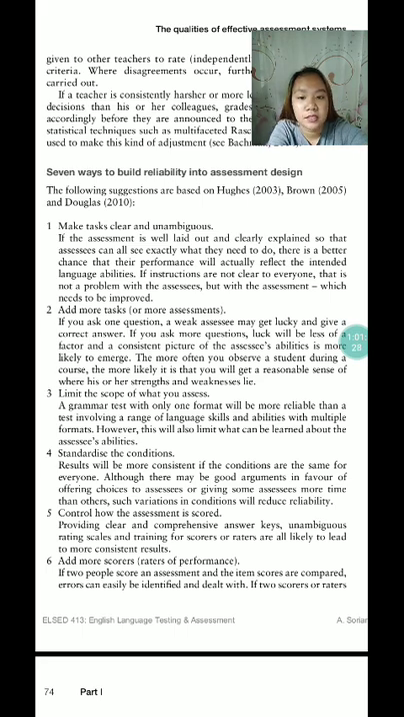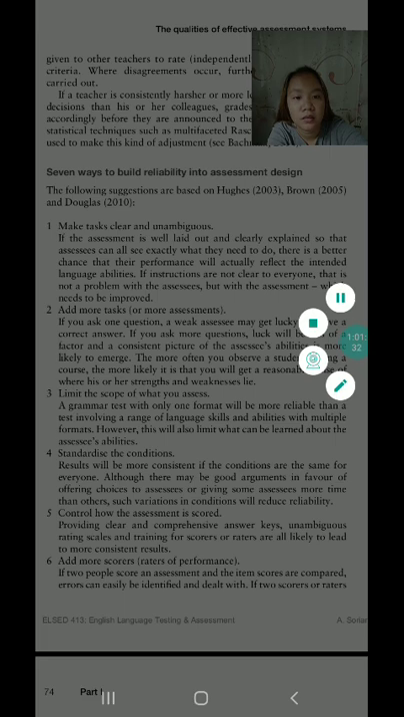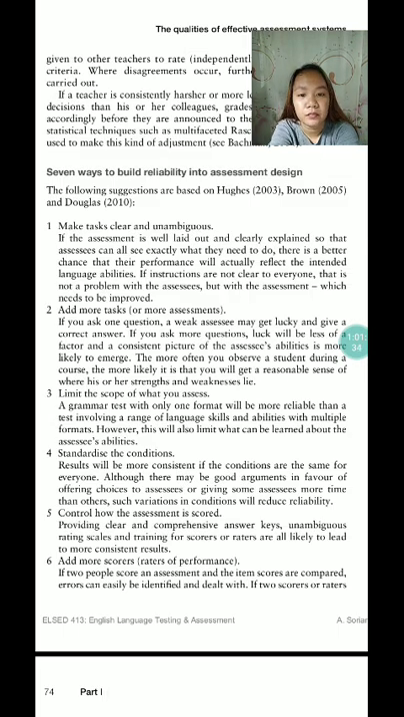Number five is controlling how the assessment is scored. Providing clear and comprehensive answer keys, unambiguous rating scales, and training for scorers or raters are all likely to lead to more consistent results.